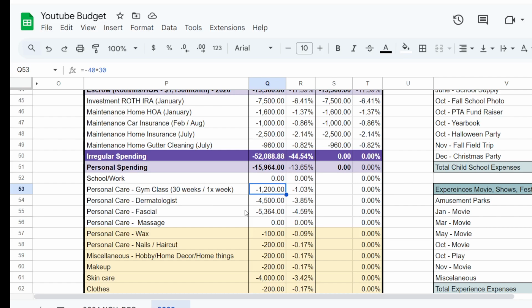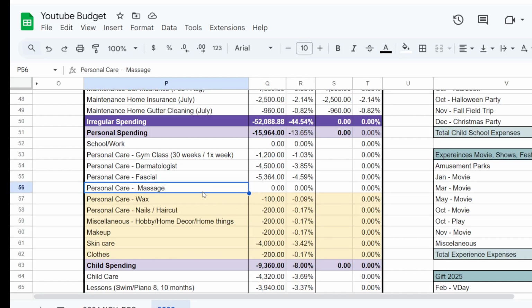I go to a dermatologist. This is not necessary, but I like to go for any prescription on tretinoin and all that stuff. I do anticipate it being $4,500 a year. Facials, I do go pretty often, and I am pretty frivolous with that, so I'm anticipating it being $5,364 a year.